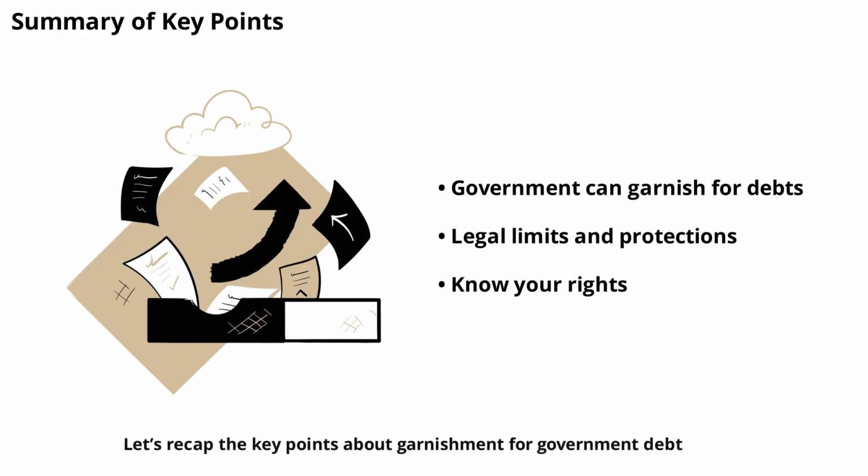Let's recap the key points about garnishment for government debt. Garnishment is a legal process used by government agencies to collect unpaid debts, such as taxes, student loans, and child support. The government has special authority to garnish wages and bank accounts, often without a court order. There are legal limits and protections for debtors, including the right to notice, dispute, and appeal. Understanding your rights and options is essential for managing government debt effectively.